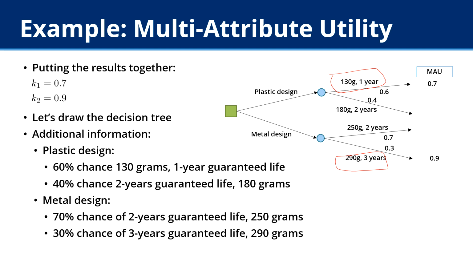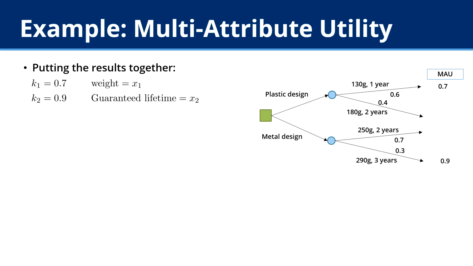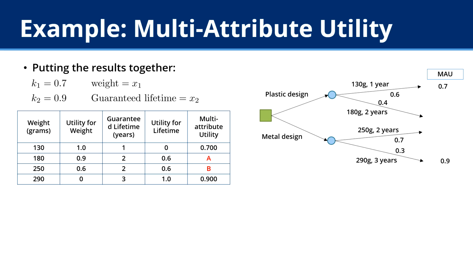Now we're going to proceed to fill out the rest of this tree. We'll figure out the multiple attribute utility values for the two other outcomes on the tree. We'll start with the plastic design that yields the 180 grams, 2 years product. This is what we know so far. We created this chart based on the single utility functions we had previously, so based on this, we can figure out the missing values here. I'm going to label these as A and B.